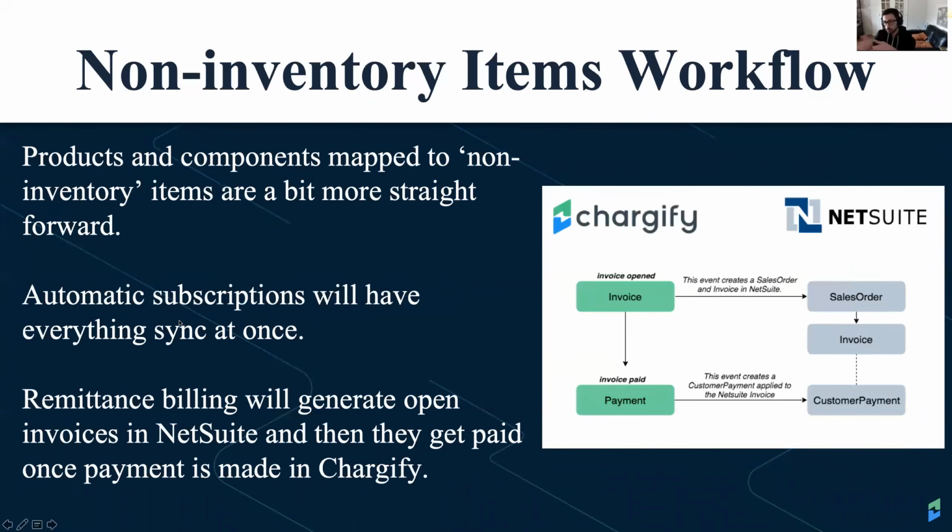Non-inventory items are super simple. For automatic subscriptions, something that's paid right away, the invoice gets generated and paid in Chartify. It creates a sales order, invoice, and customer payment in NetSuite. For remittance billing, the invoice is generated in Chartify. It'll go over as a sales order and an invoice in an open state, similar to Chartify. And then when the payment actually comes through on that invoice, we will sync the payment to the proper invoice within NetSuite. So you will be able to see open unpaid invoices within the NetSuite application.